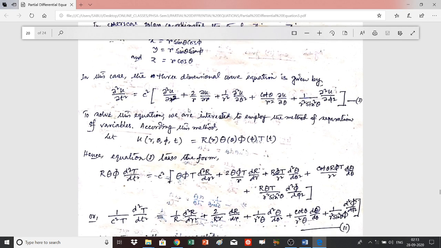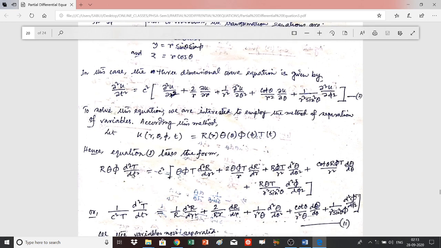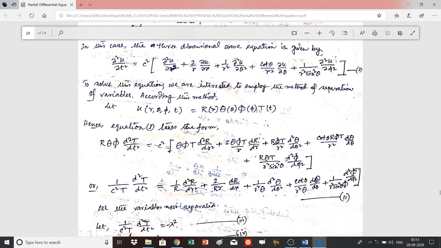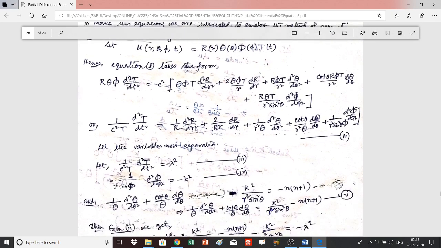And if you find the values of del 2 u by del t square and all the partial derivatives from this, and then substitute in this expression, you will have this. Just do it, and then you will get this one. Then divide both sides by R Theta Phi T with c square. That will give you 1 by c square T d2T by dt square equal to 1 by R d2R by dr square plus 2 by r dR by dr plus 1 by r square Theta d2Theta by d theta square plus cot theta by r square Theta dTheta by d theta plus 1 by r square sin square theta Phi d2Phi by d phi square. Okay, then you can get this.